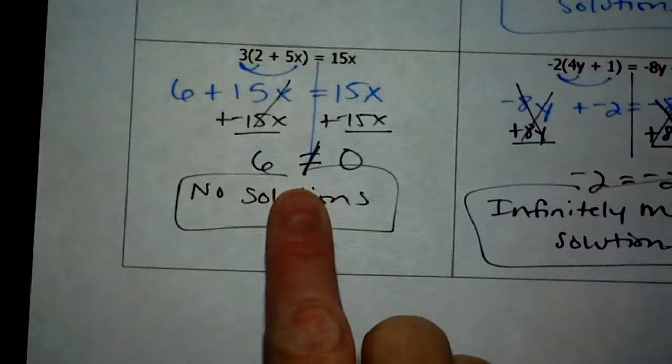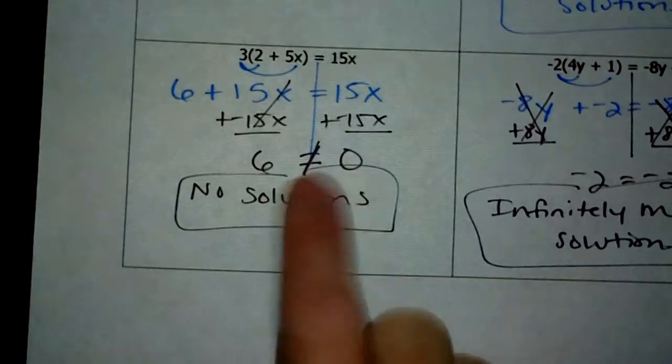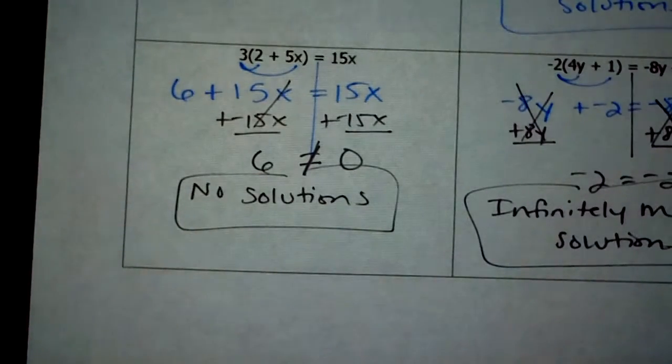If after the variable terms cancel out, you end up with a statement that is not true, that means there are no solutions. No matter what you plug in, it's not going to work. You're all done. This one was short and sweet.